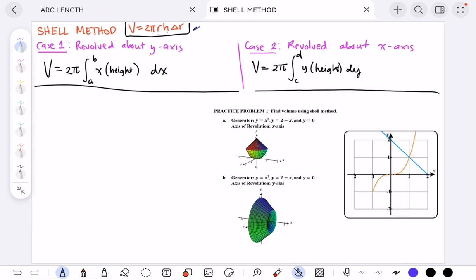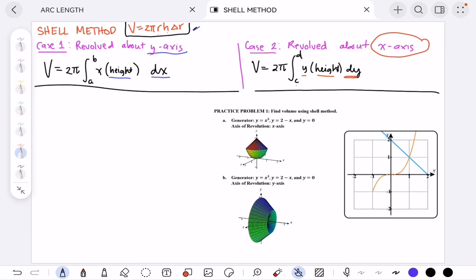So two different cases. Case number one is when the generator is revolved with respect to the y-axis. If that is the case, then the volume is just 2 pi integral in terms of x times the height of the shell from A to B. Case number two is when the axis of revolution is the x-axis. So the volume is integration with respect to y of y times the height of the shell from C to D.